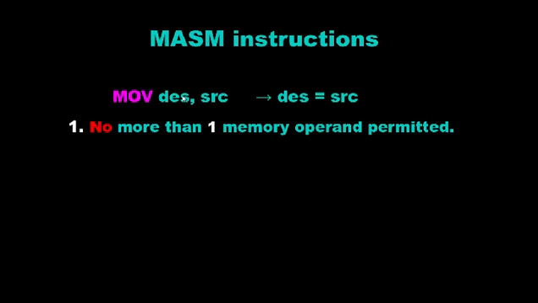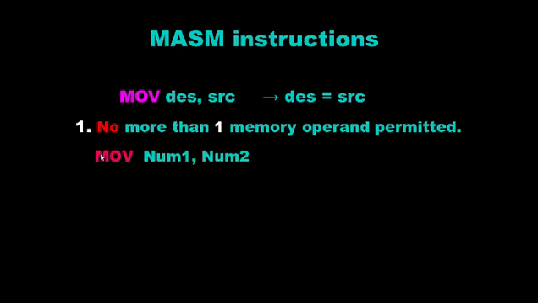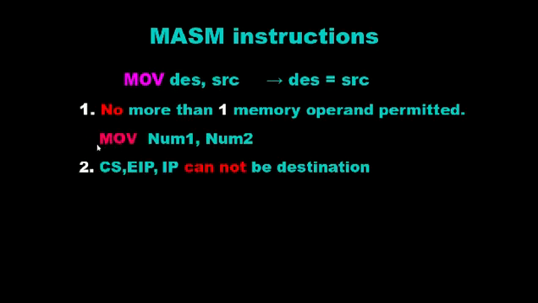I can have, for example, this as a register. This is the memory operand, memory operand, register. I can have this as a memory operand and this as a constant. But I can't have this as a constant. We're going to see a restriction on that. This is move num1, num2. This is not valid.